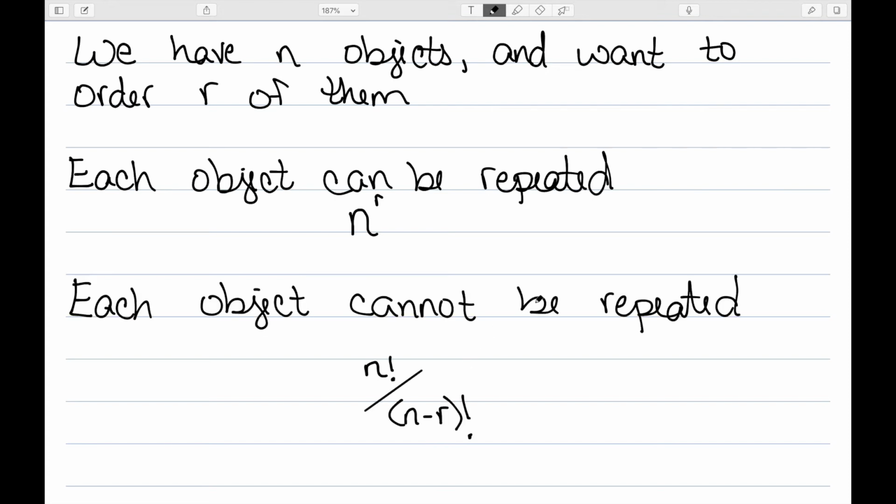If the object cannot be repeated, we actually have this formula here: n factorial divided by n minus r factorial. We factorial all of the number of objects, and then we essentially are going to remove the number of ones that we don't want. And this actually has notation nPr. So this is the actual permutation arrangement for objects that cannot be repeated.